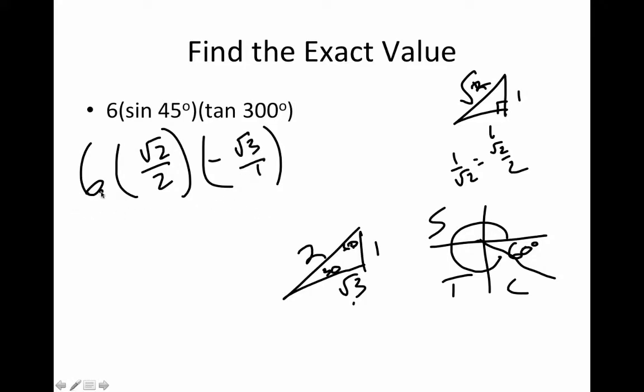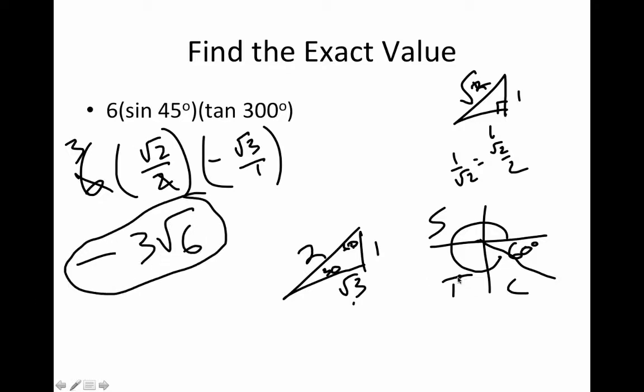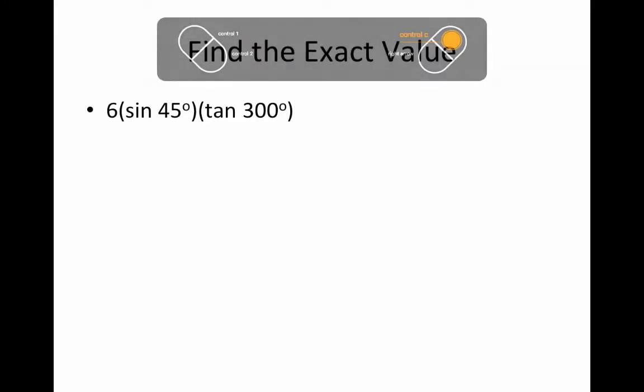Multiply this stuff together. 6 and 2 can simplify to 3 and 1. I get negative 3 square root 6. That's how you find an exact value, people. Good stuff.